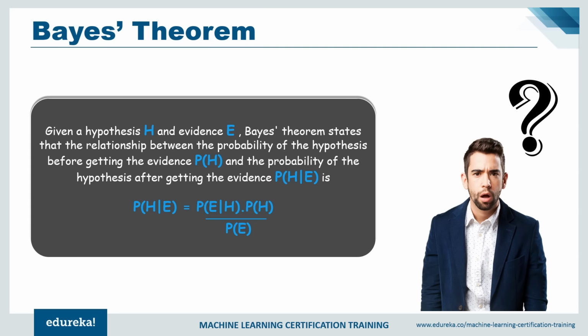Bayes theorem is slightly more nuanced, and in a nutshell, it gives us the actual probability of an event given information about tests. So let's talk about the Bayes theorem now. Given a hypothesis H and evidence E, Bayes theorem states that the relationship between the probability of the hypothesis before getting the evidence, P(H), and the probability of the hypothesis after getting the evidence, which is P(H|E), is P(E|H) times the probability of H, divided by the probability of E. That means it's the probability of the evidence given the hypothesis, times the probability of the hypothesis, divided by the probability of the evidence.